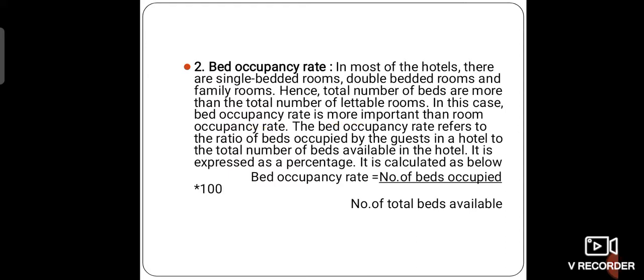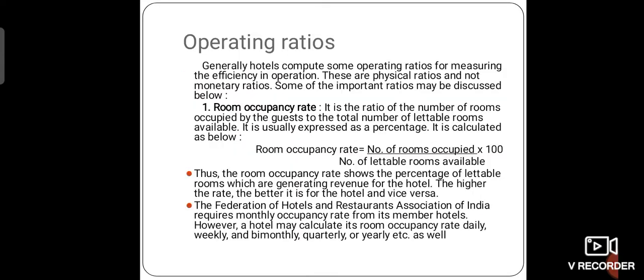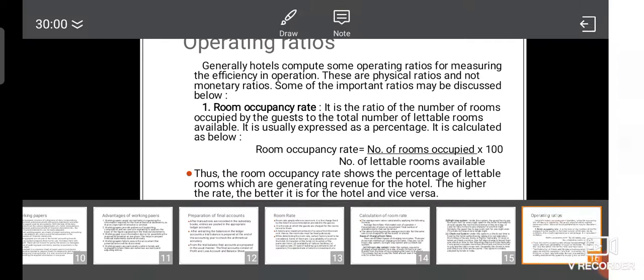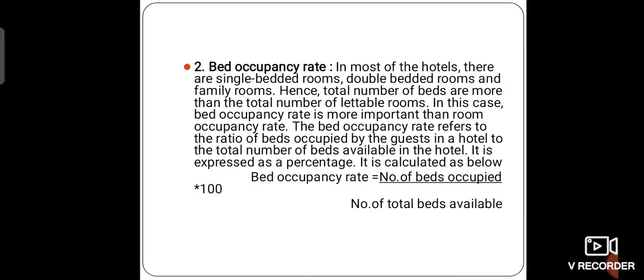The bed occupancy rate refers to the ratio of beds occupied by the guests in a hotel to the total number of beds available in the hotel. It is calculated as: bed occupancy rate is equal to number of beds occupied divided by total number of beds available, into 100. Similar to room occupancy rate, which is number of rooms occupied by number of lettable rooms, bed occupancy rate means number of beds occupied divided by total number of beds available, into 100.